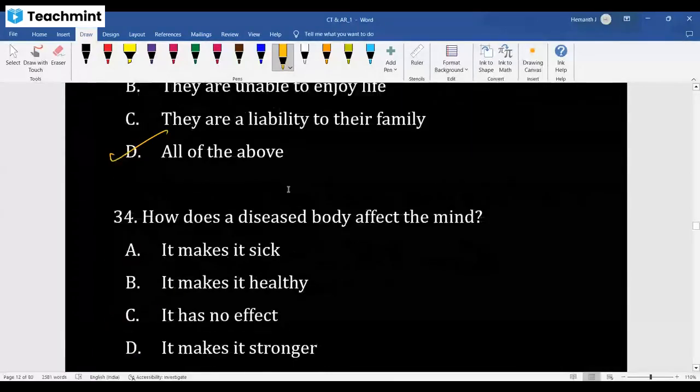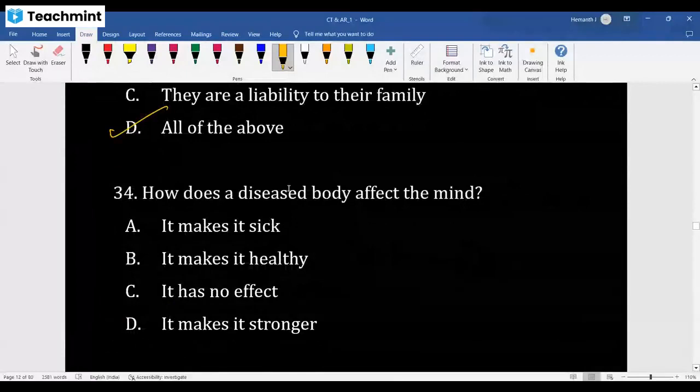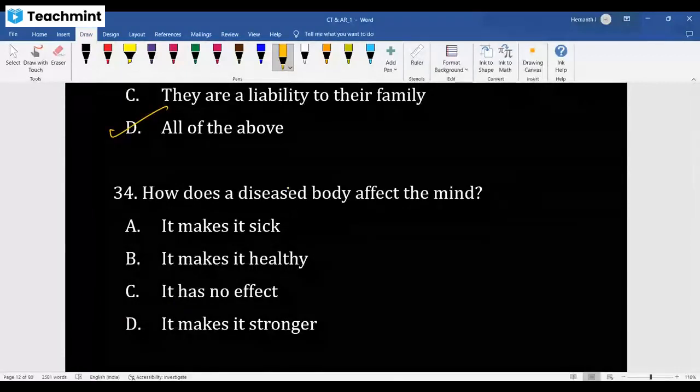How does the diseased body affect the mind? It makes it healthy, it has no effect, it makes it sick. Which one? This one, this question. 6C. One time you read the passage, right? Done, job done.